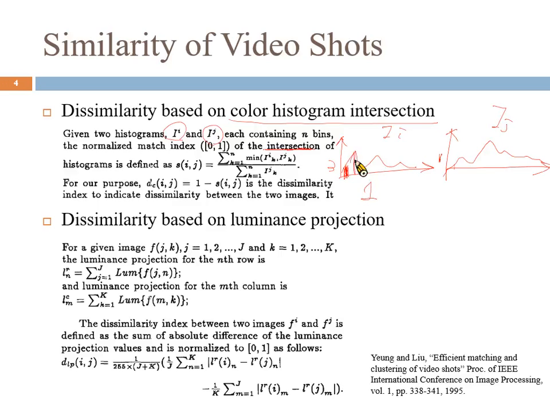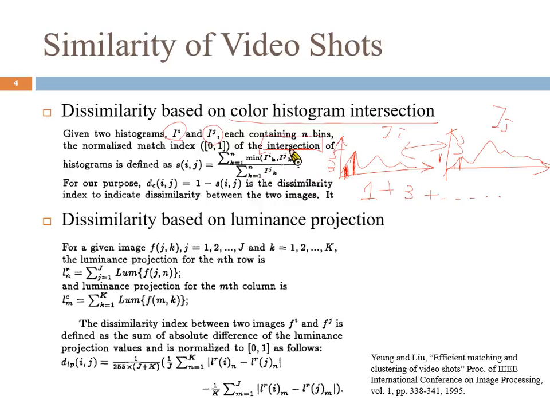Okay, and we compare the second bin. The second bin here may be 5, and here the second bin maybe 3. Okay, so the intersection is 3, and so on. So we can expect that if these two color histograms are very similar, the intersection would also be large.